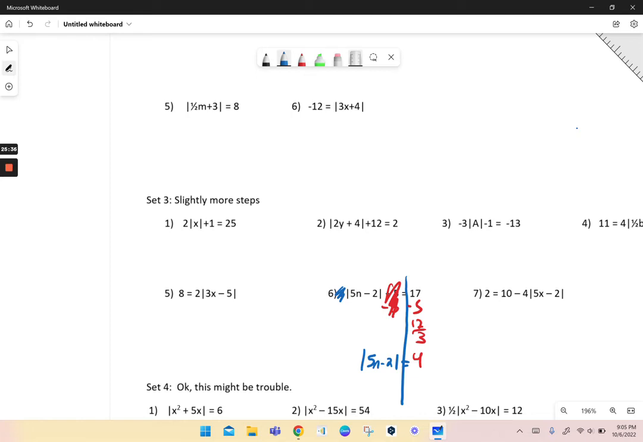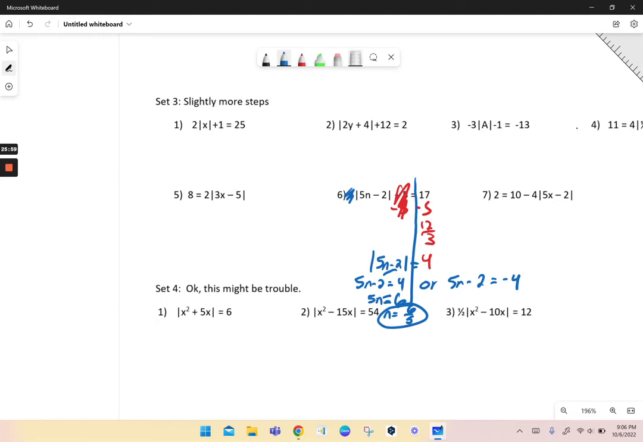So now, 5n minus 2 could equal 4, or the 5n minus 2 could equal negative 4. Again, we're just going to get the n by itself. So 5n, we're going to add 2 to both sides, equals 6. So n equals 6/5. N could be 6/5 here when we add 2. Negative 4 plus 2 is negative 2. And when we divide, n is negative 2/5. That's all we got.